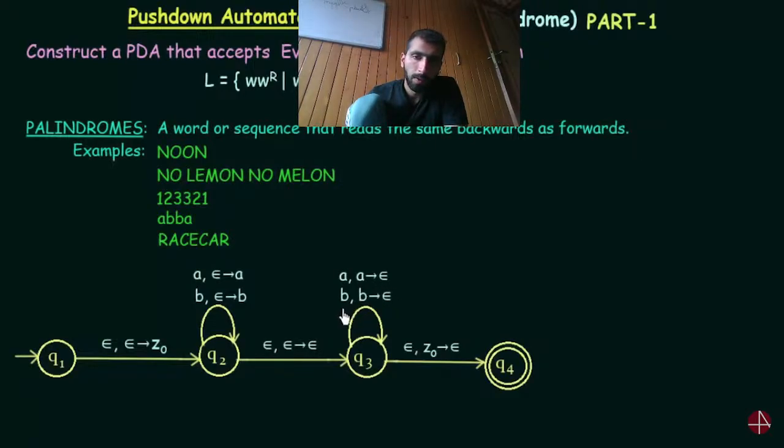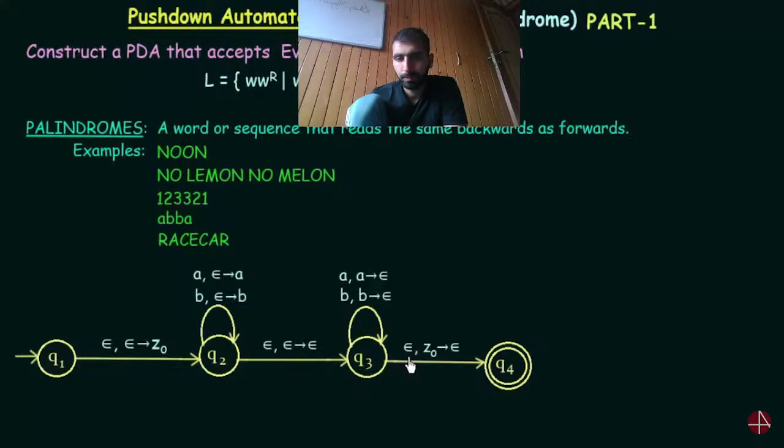And similarly, if you get B, again you check if B is on the topmost of the stack, and if it is, pop it and don't push anything. So this is repeated until our string is fully consumed or till our string is finished. And after that, we assume that we have reached the end of the string or our string is finished.